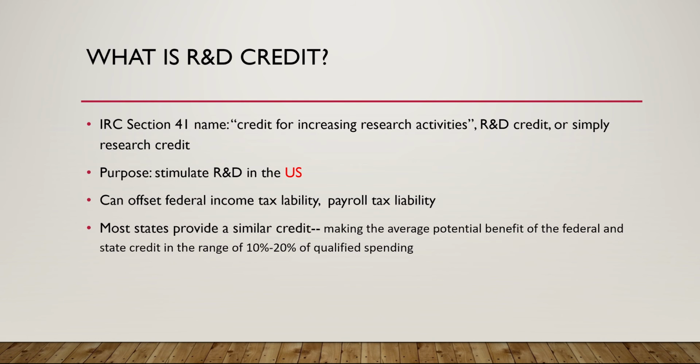What is R&D credit? The IRC Section 41 name is Credit for Increasing Research Activities, which is also more frequently known as the R&D credit or simplified research credit. It was created to stimulate R&D in the United States. The R&D tax credit offsets federal income tax liability and sometimes payroll tax liability. Most states also provide a similar credit.